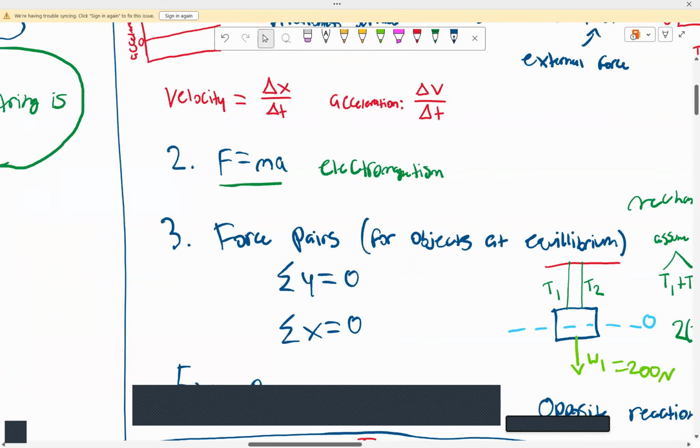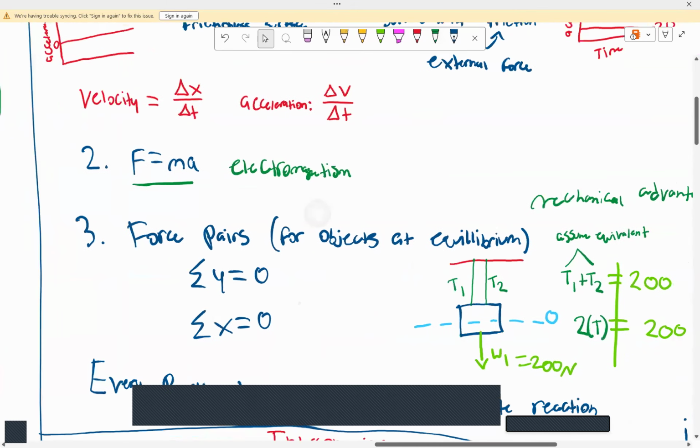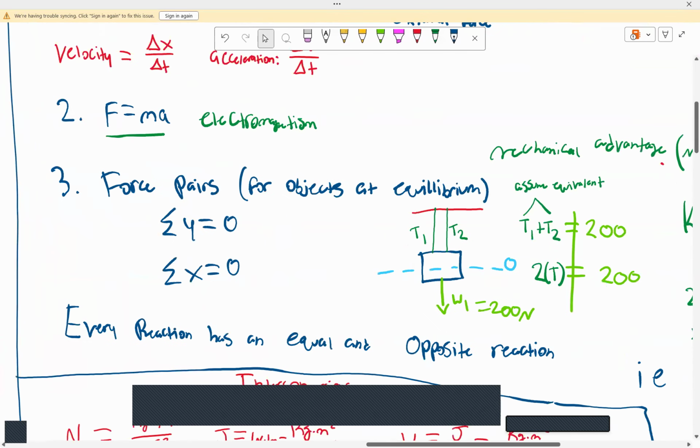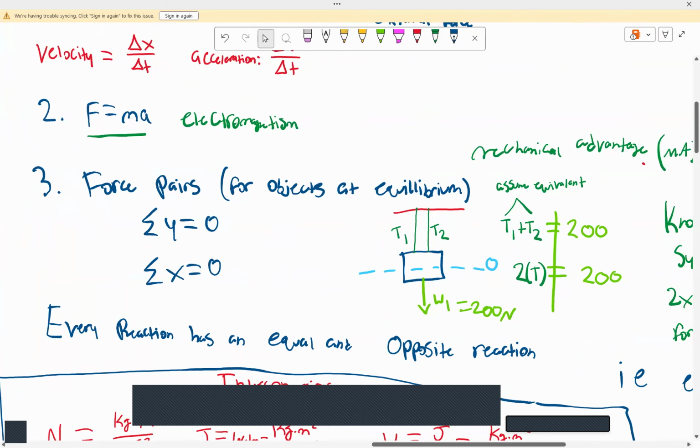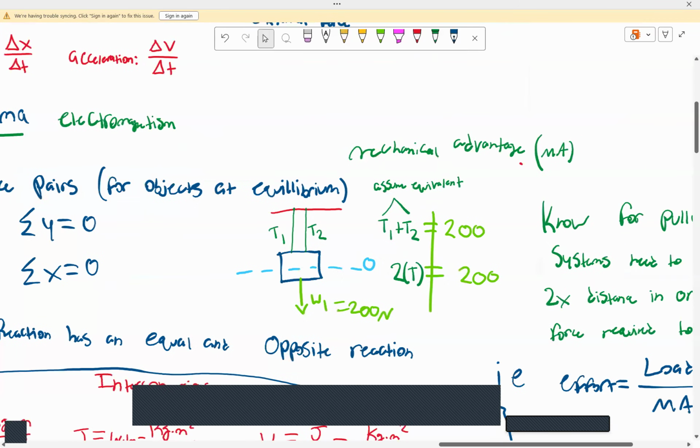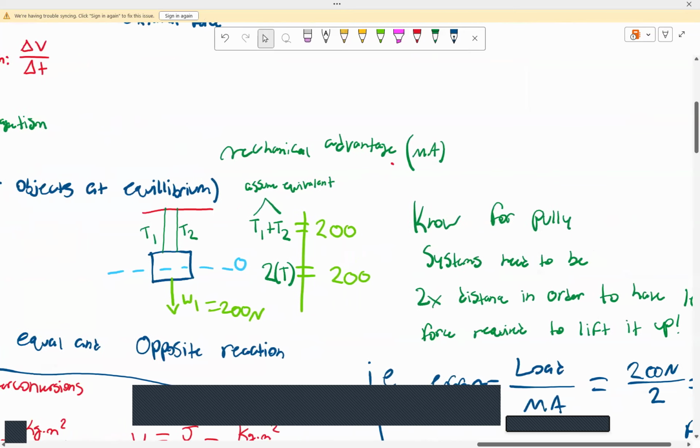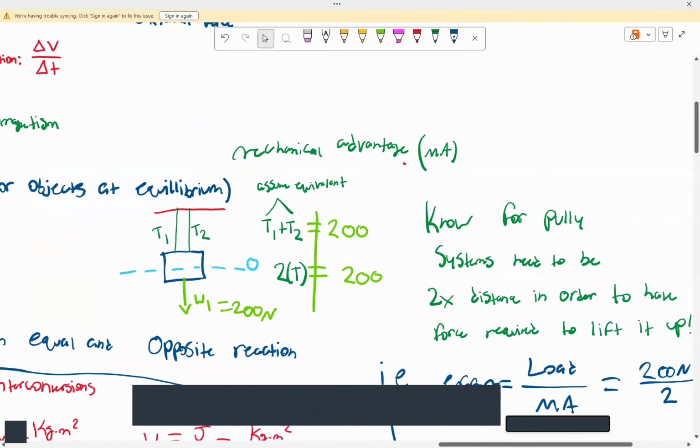Whereas 3 is force pairs. This is kind of what I was talking about for weight and the normal force, for objects at equilibrium, they cancel out. So every action has an equal and opposite reaction. So the sum of the y-axis and the sum of the x-axis are equal to 0 at equilibrium. And this is where mechanical advantage, or MA, also comes into play.